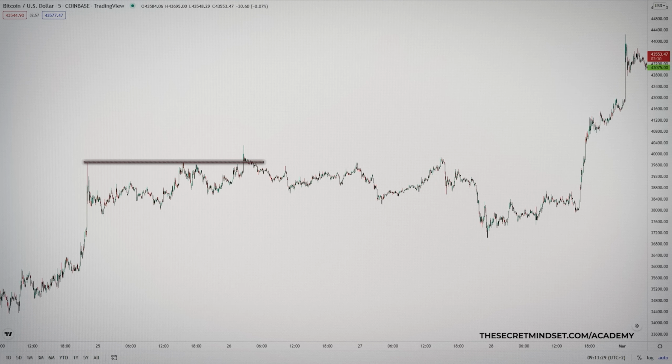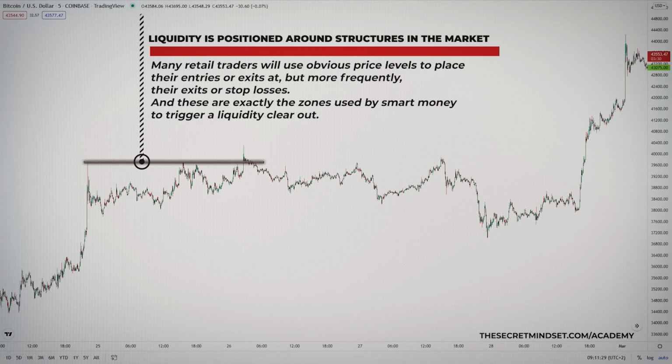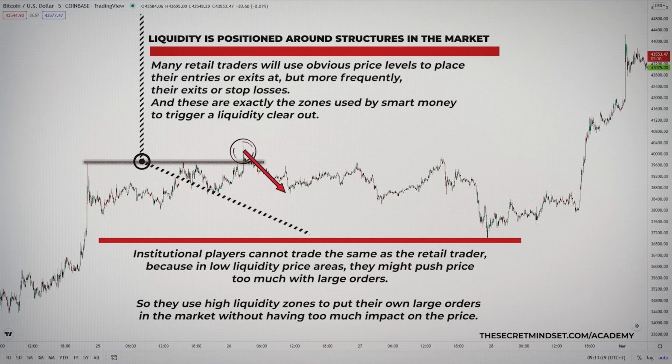Here's how liquidity is often positioned around structures in the market. Many traders will use these price levels to place their entries or exits at, but more frequently, their exits or stop losses. And these are exactly the zones used by the smart money to trigger a liquidity clearout. Institutional players cannot trade the same as the retail trader, because in low liquidity price areas, they might push price too much with large orders.